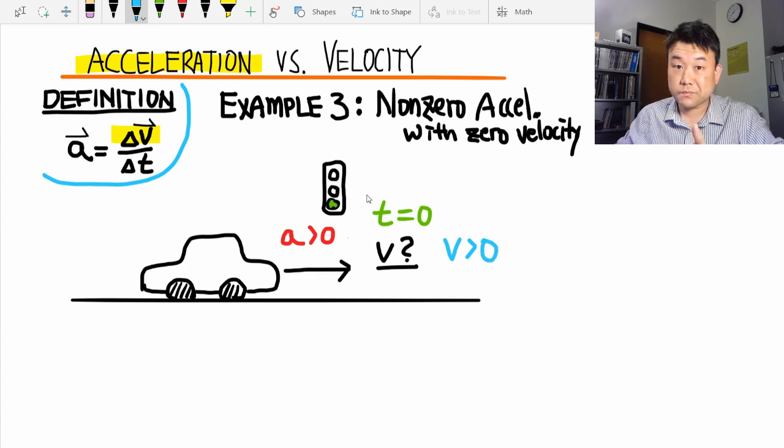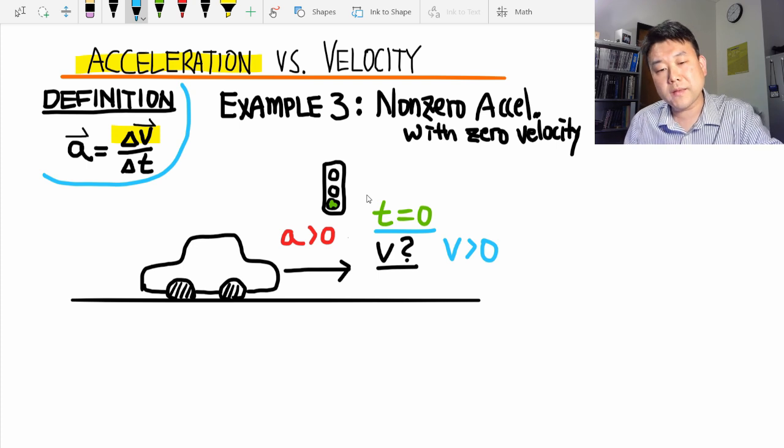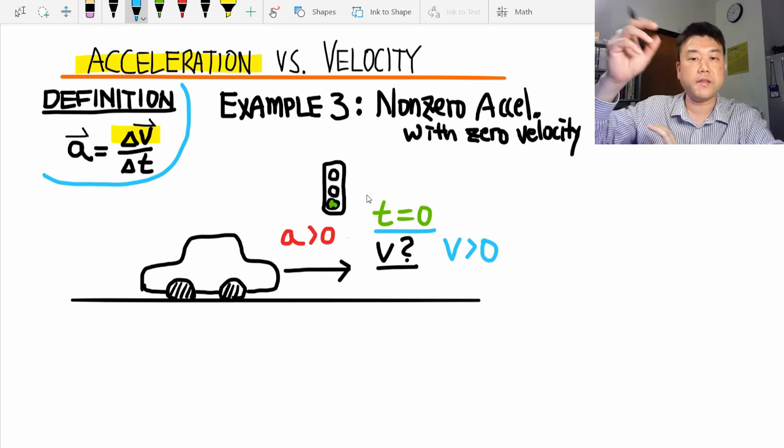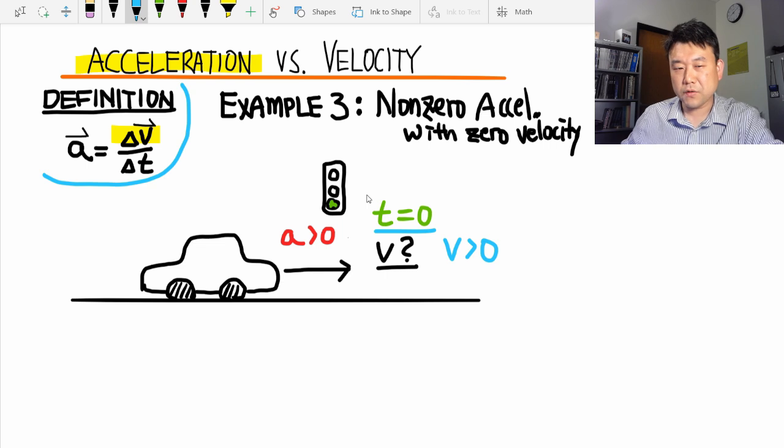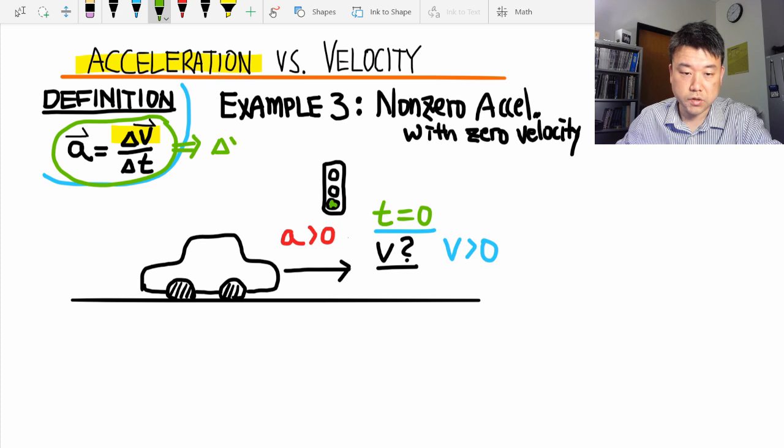After all, isn't it moving forward? But what you have to carefully consider is that we are looking at time equals zero. This is the moment at which the light turned from red to green. Now, let me do a little bit of math here. I can take this definition and turn it into a statement about the change of velocity. So the change of velocity is acceleration times duration of time.